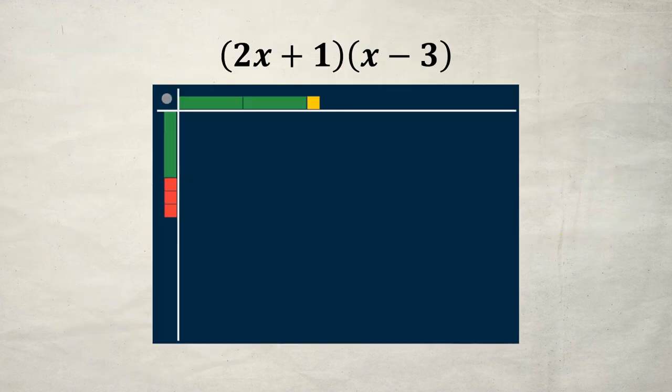And so here, once again, we have 2x plus 1, that's one binomial, times x minus 3. So if we look along the top here, we have 2x plus 1, and over here along the side we have x minus 3. So notice how we have those red squares. Those mean they're negative.